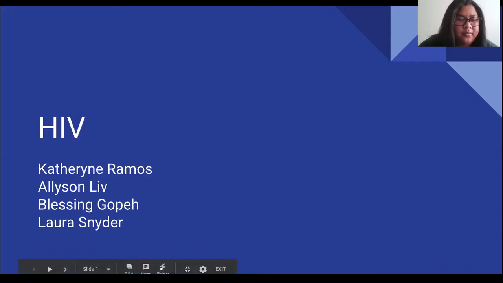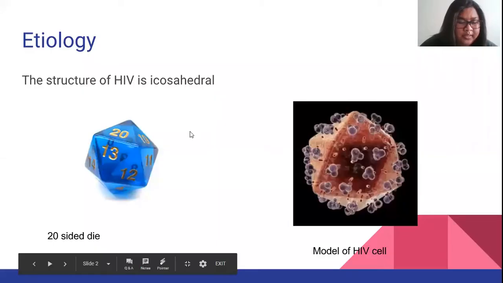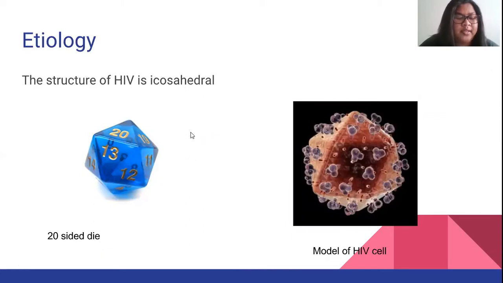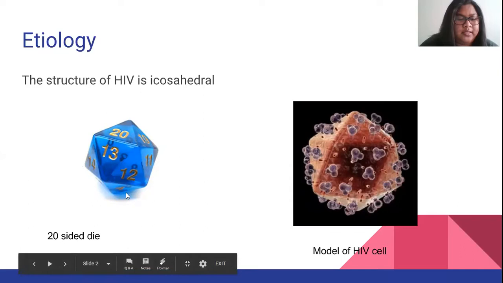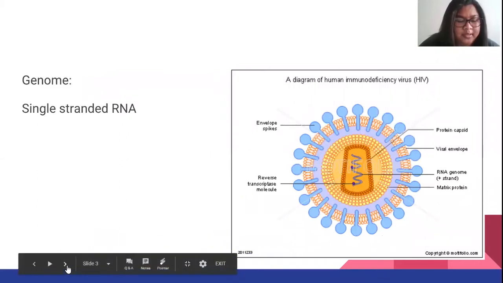Since it's a virus, that means there isn't a gram stain, unique structures, and there's no way to see if it is motile or non-motile. The morphology of HIV is icosahedral. So we can see here, it looks like a 20-sided die. The genome for HIV is single-stranded RNA.